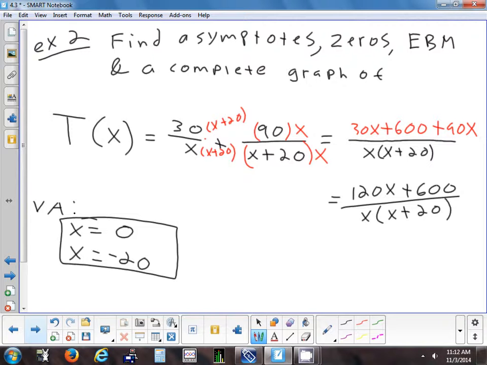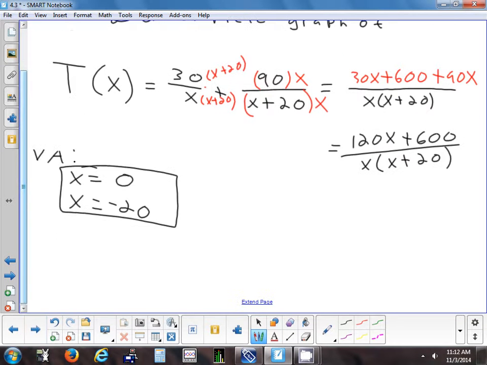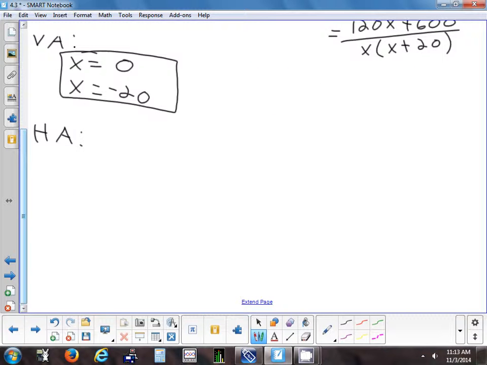Now, when we find a complete graph, that negative 20 is important. It's part of the picture. But in real life, we'd never have a speed of negative 20. So it's important for the algebraic part, but it's not important for the real life part of the problem. All right, horizontal asymptotes. What's the thing that we usually find that helps us to get a horizontal asymptote? Yeah, the end behavior model. Good. So let's find that.